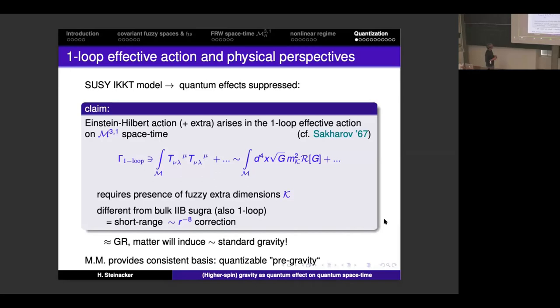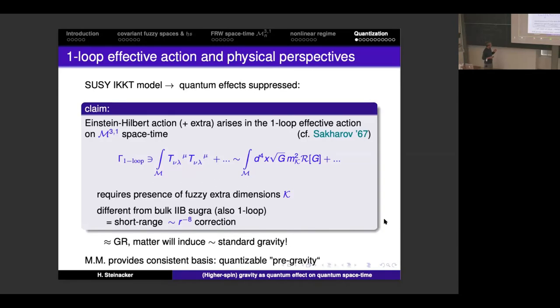And the point is that this Einstein-Hilbert action is very different from the type 2B bulk supergravity that you expect and that also arises at one loop. But the trouble with this type 2B supergravity action is that it's 10-dimensional gravity. So from the four-dimensional point of view, it's a short range interaction. It decays like R to the minus eight, so it's completely subleading here. And this is not that supergravity action. It's a different effect on the brane, which arises at the quantum level.